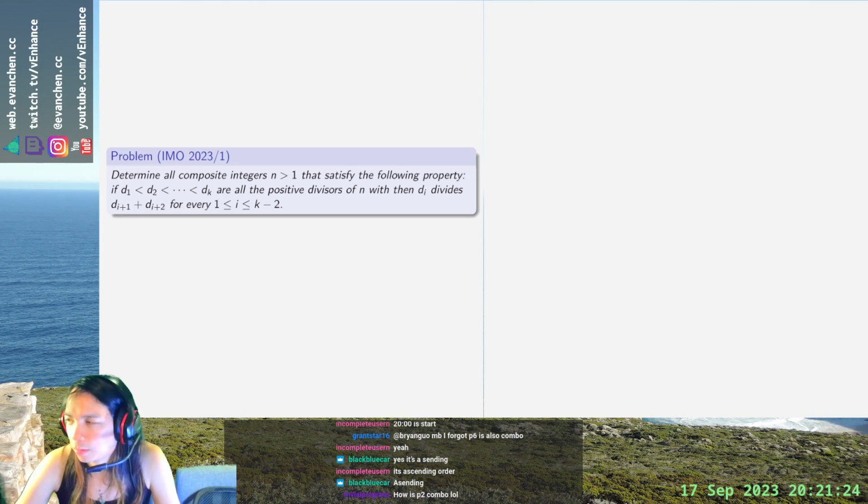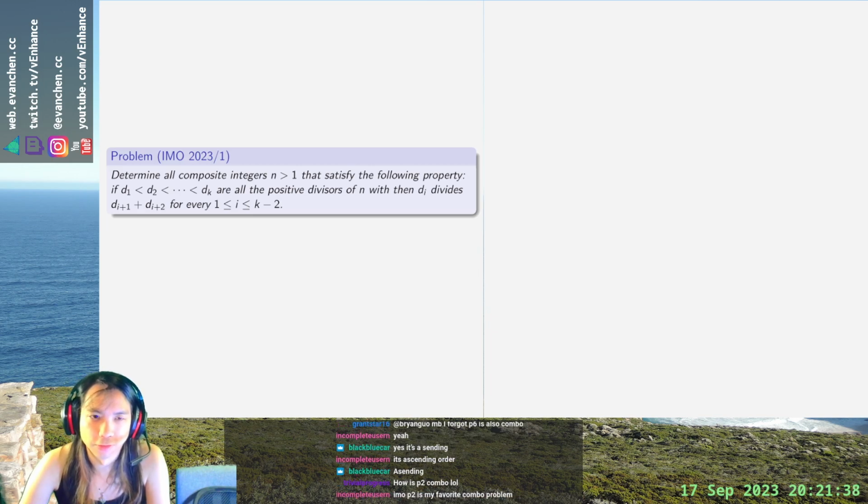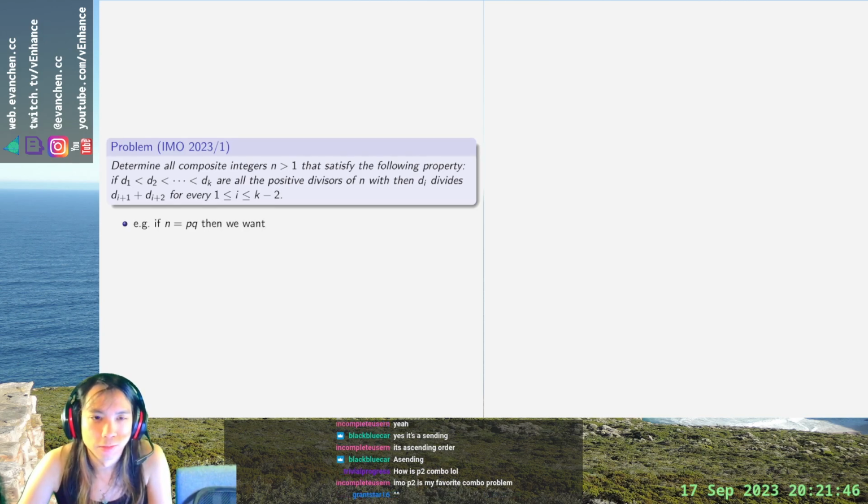So, does this happen? 6 seems fine. No, 6 is not good. 2, 3, is it? Like, for example, if n equals pq, then we want... d_1 is always equal to 1, so we don't care about that. And then the small primes kind of just seem stupid, they're small indices.